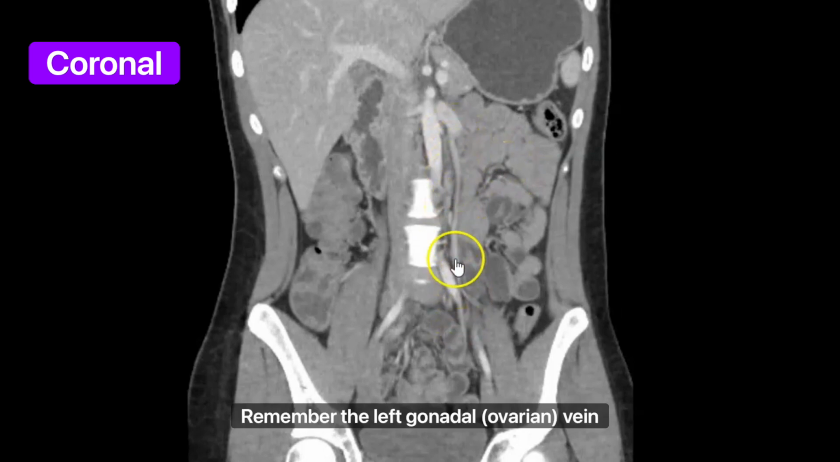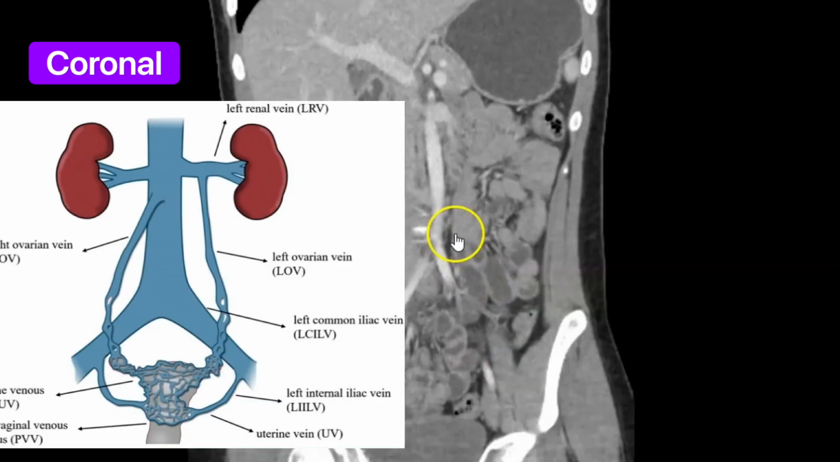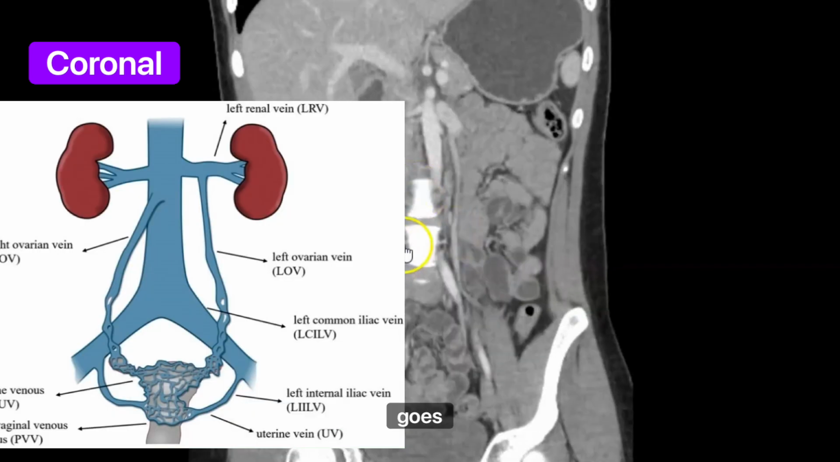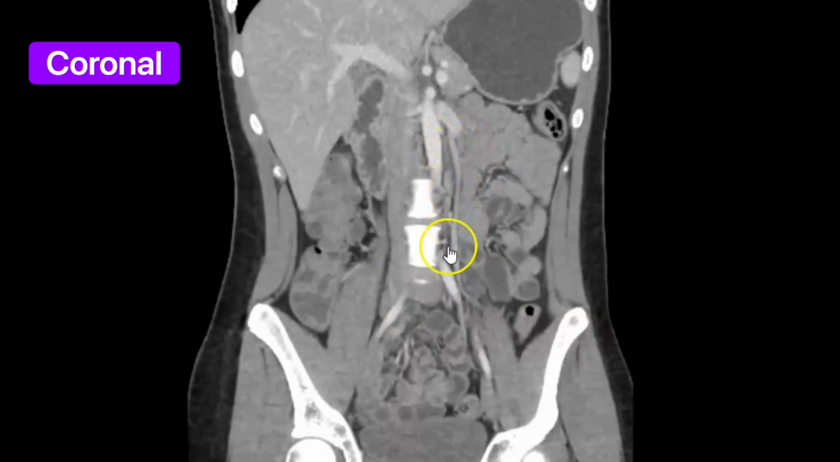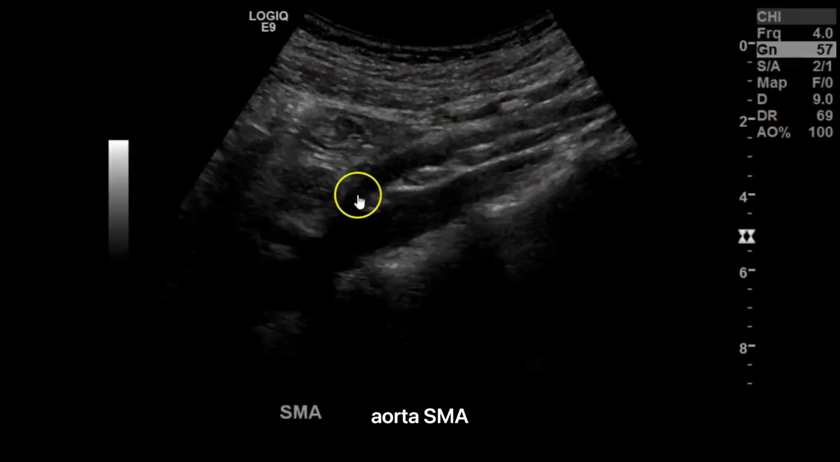Remember, the left gonadal vein or testicular vein in boys would go into the left renal vein. That's why varicocele are more common on the left. And then the right gonadal vein goes towards the IVC. All right, so it's prominent. No pelvic congestion though. And then here you already see the aorta, SMA.